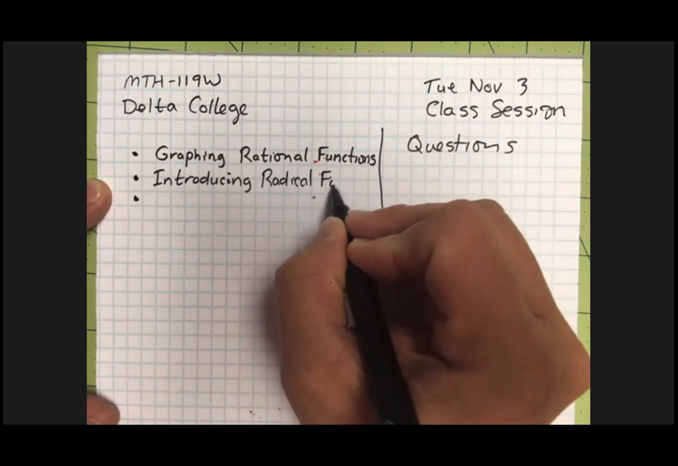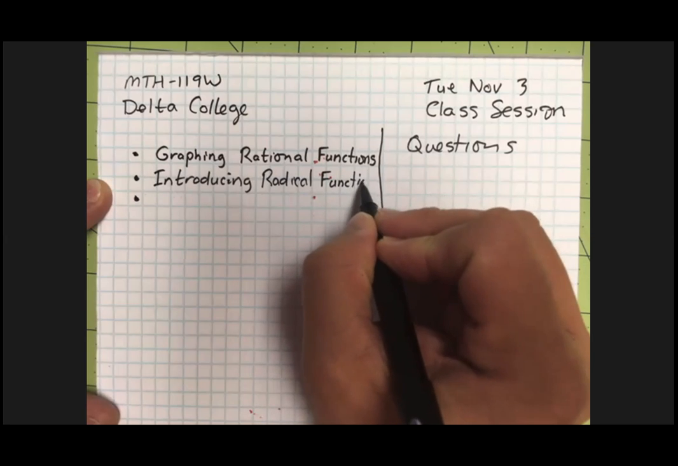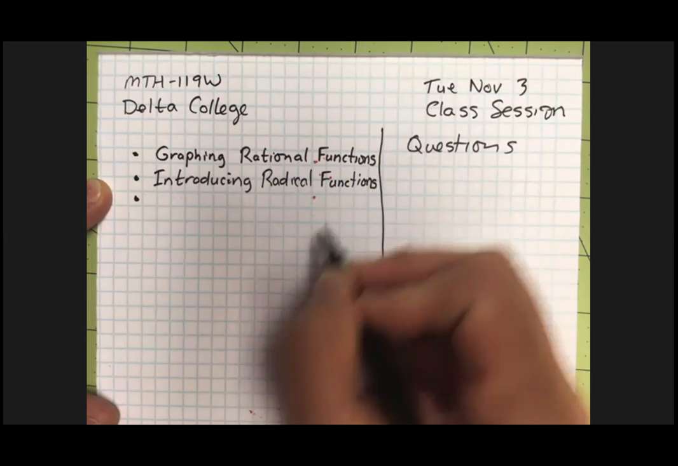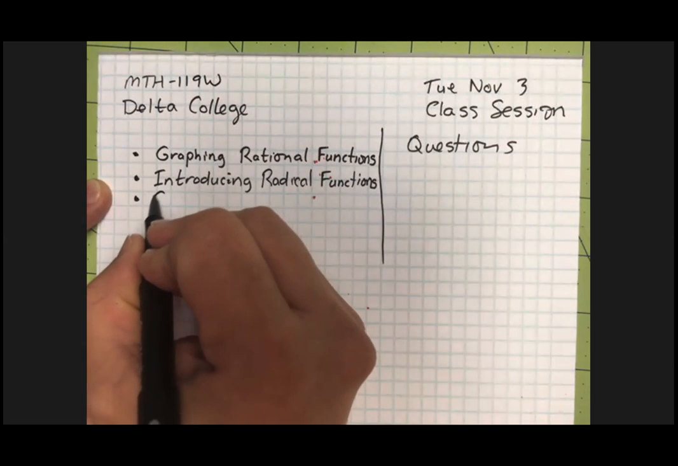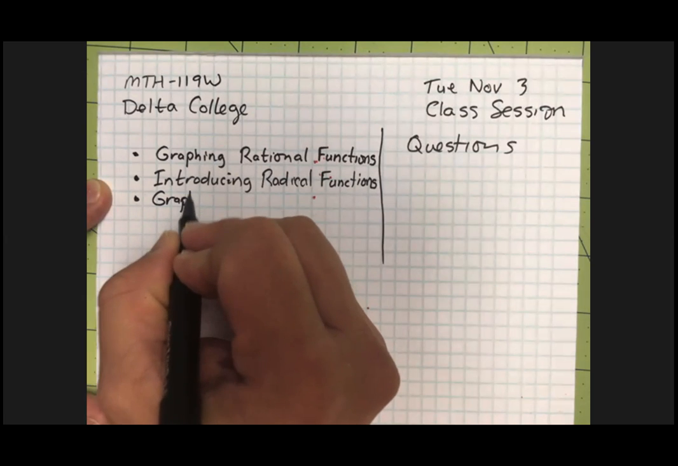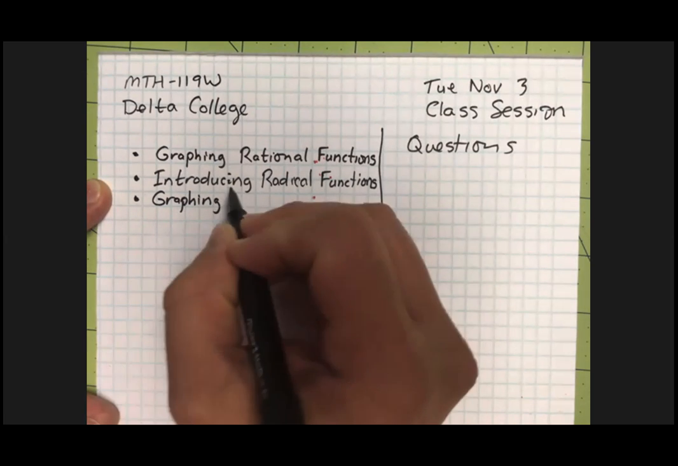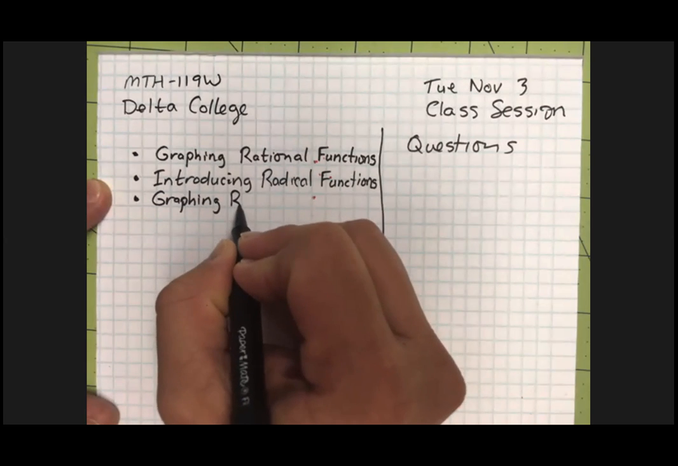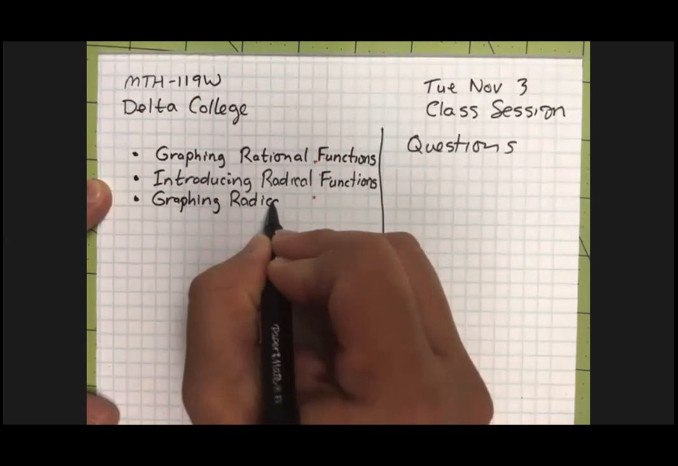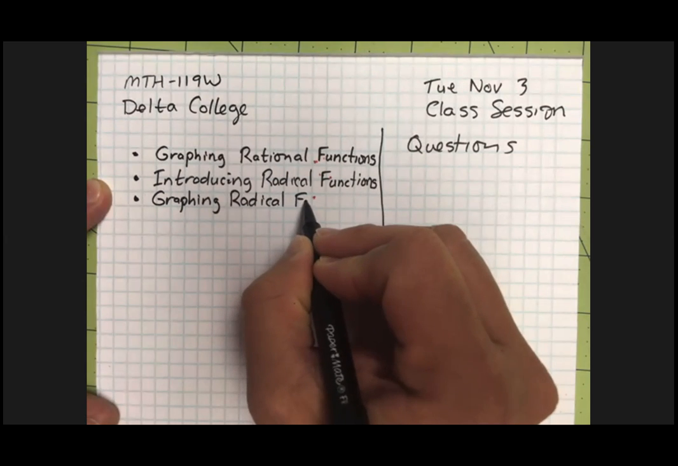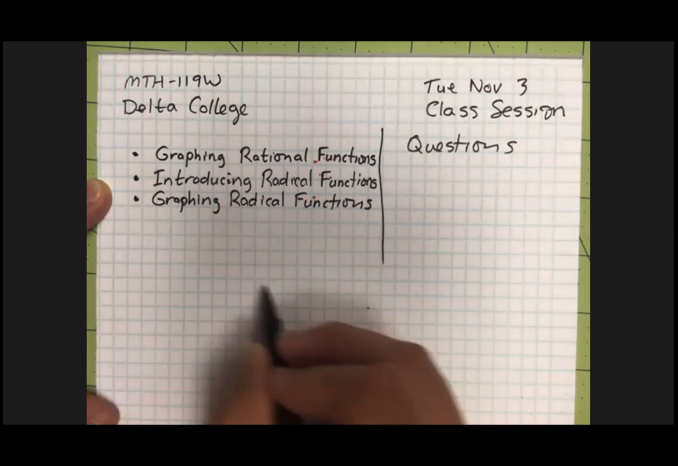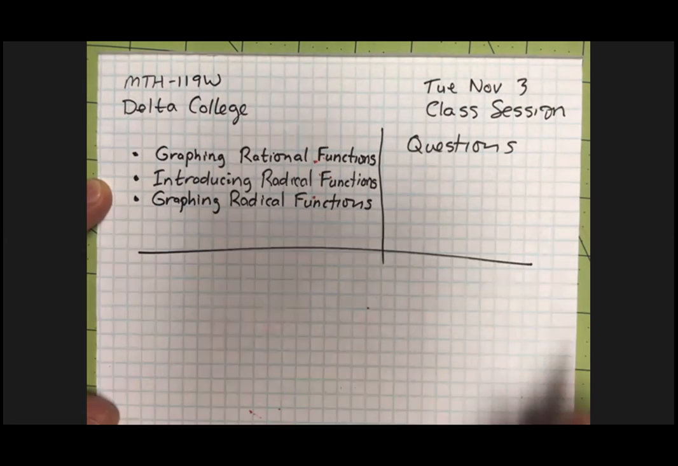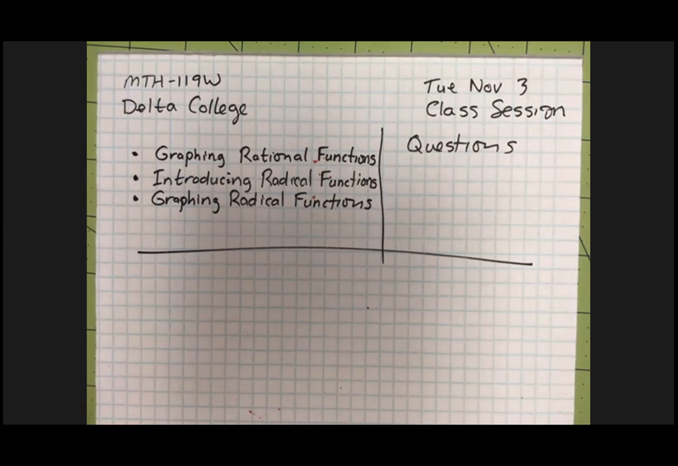Functions that involve radicals, or in common English, roots, square roots, cube roots, things like that. And we'll begin by graphing some basic radical functions. So that's the plan for today, and any questions you'd like to ask. So where should we start?